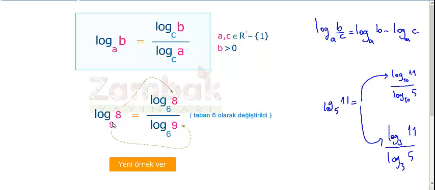And if here the base is 9, but I want to change it to 6 for some reasons, maybe we are going to see in the examples why we change them. Here logarithm base 6 of 8 over logarithm base 6 of 9. The denominator should be the logarithmic base, and the numerator should be the main part of the logarithm.